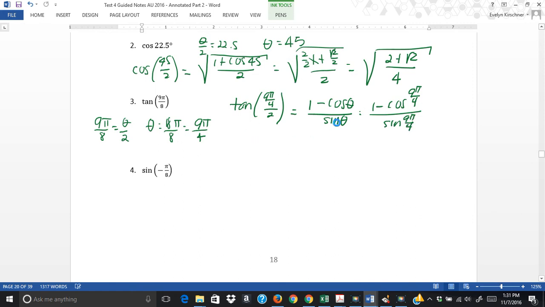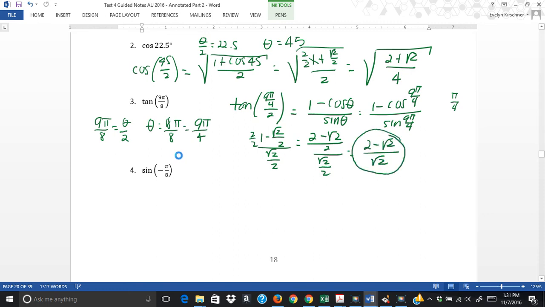Now 9 pi over 4 is equivalent to pi over 4. It's 1 revolution plus a little bit more. So this is the same as 1 minus radical 2 over 2 over radical 2 over 2. This is 2 over 2, so it becomes 2 minus radical 2 over 2 divided by radical 2 over 2, or 2 minus radical 2 over radical 2, and we can leave it just like that.